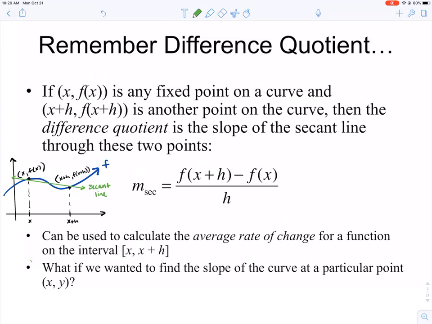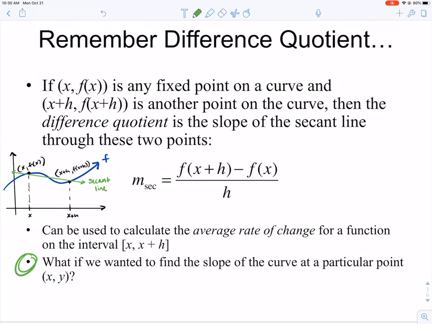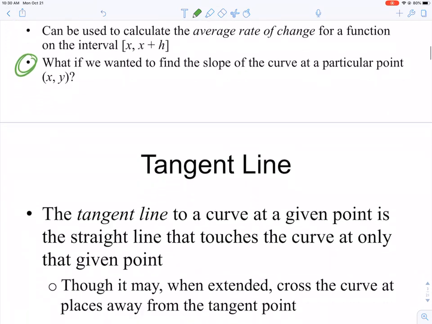And then we left off asking ourselves, what if we wanted to find the slope of the curve at a particular point? So not over an interval, but at a particular point. Or remember we looked at this suitcase falling out of the airplane example, where we wanted to know how fast the suitcase was traveling at a particular moment in time. And we used average rate of change in order to help us estimate how fast the suitcase was traveling at a particular moment in time.